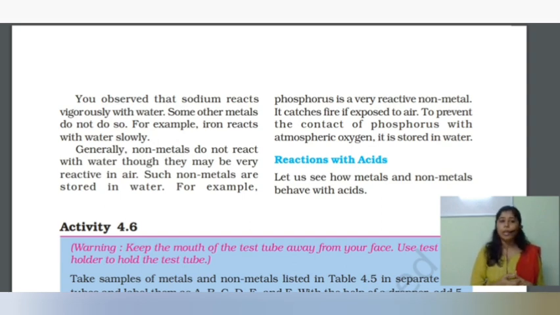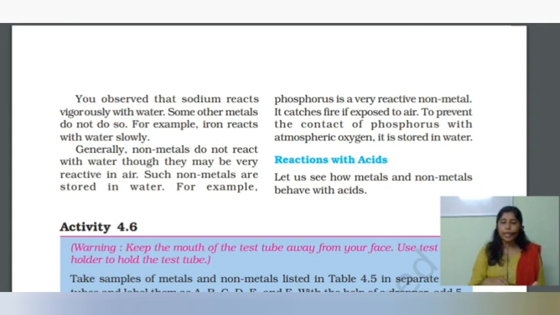Then we learned about the reaction of metals with water. There is no generalization in the case of the reaction of metals with water, because sodium is a metal but it reacts vigorously with water, so we store it in which one, kerosene. But also iron is an example of a metal, but it reacts very slowly with water, so there is no generalization in the case of the reaction of metals with water.